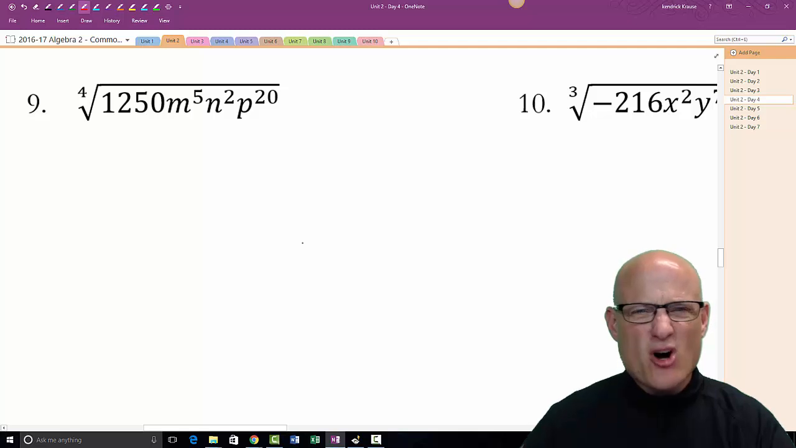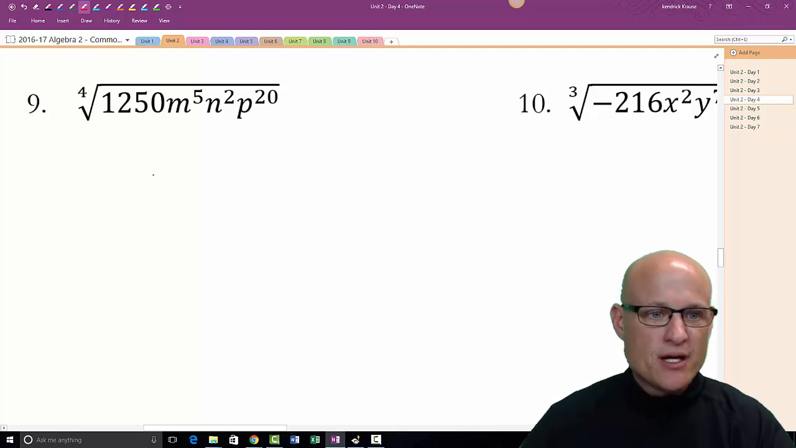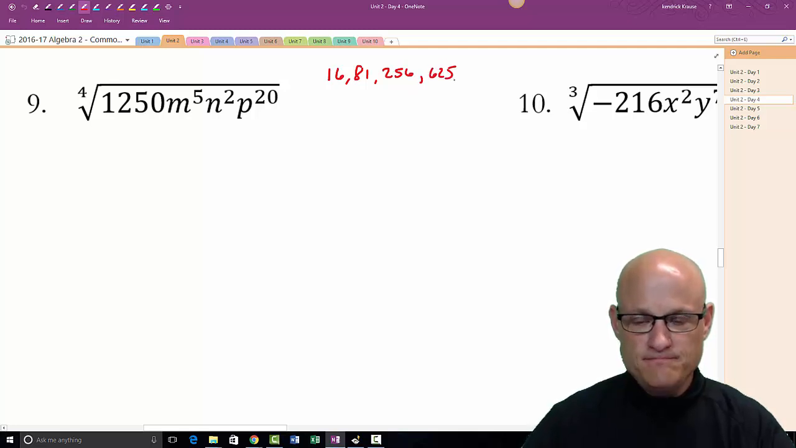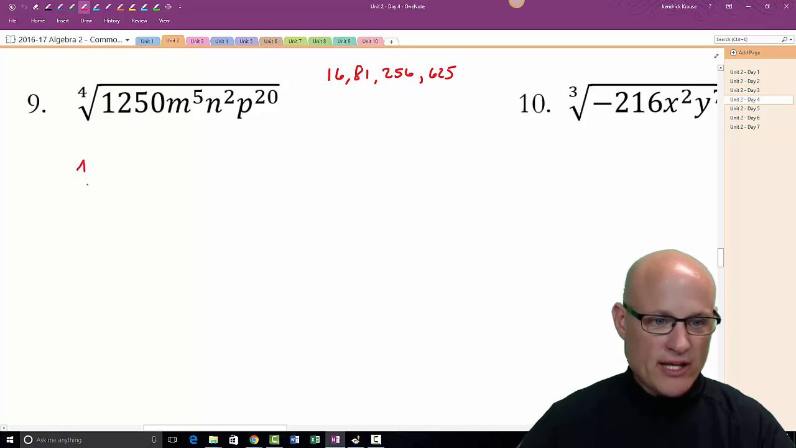Now you should probably pause this at some time and get a handle on what's going on. I have a fourth. I'm limited on my fourths too. My fourths are going to be 16, 81, 256, and 625. One of those has to go into this.